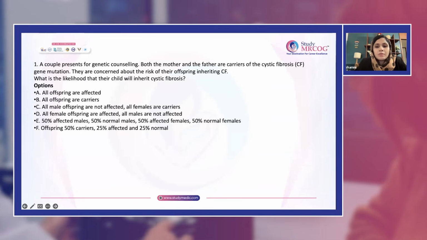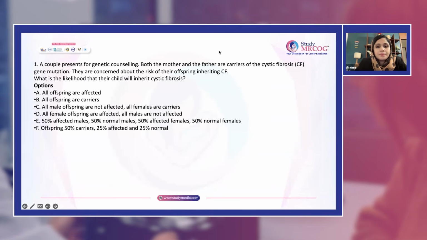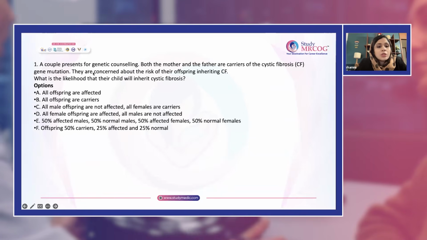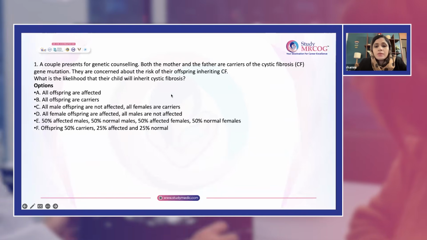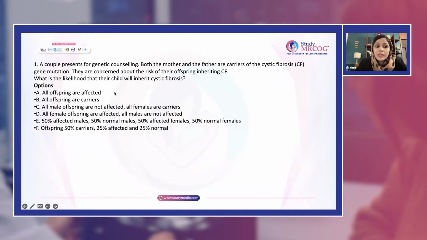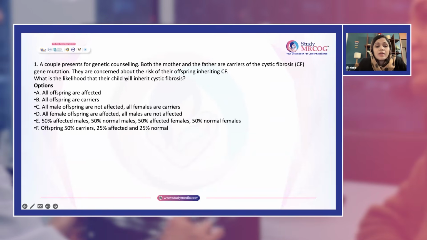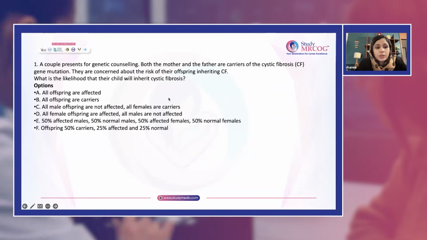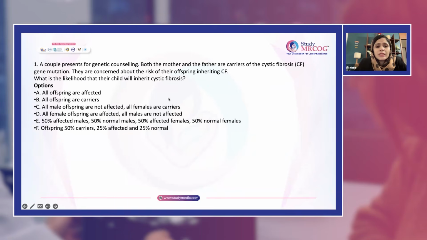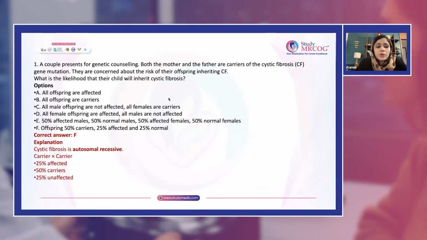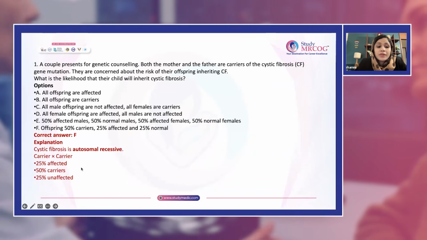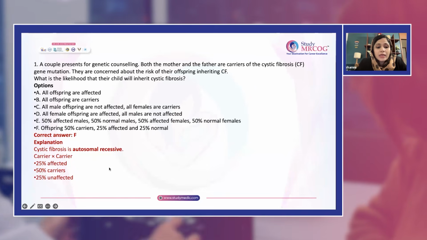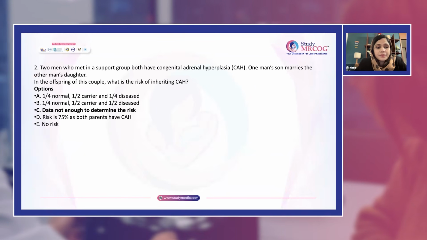So let's discuss some important questions on this. A couple presents for genetic counseling, both the mother and father are carriers for cystic fibrosis. They are concerned about their offspring. What is the likelihood of their child getting this? We know the answer, it is autosomal recessive. So 25% will be affected. So the answer is F.